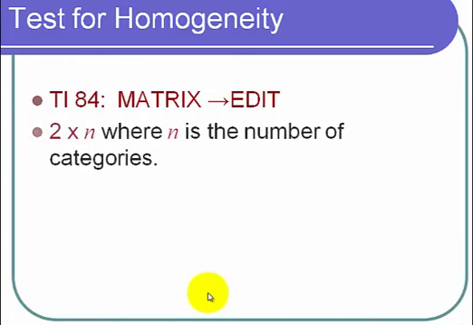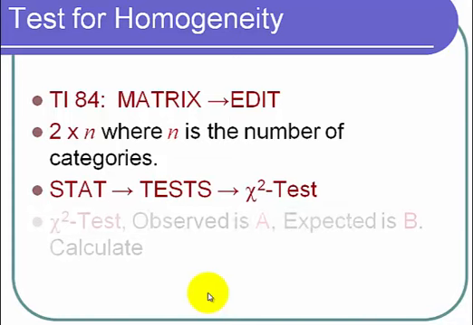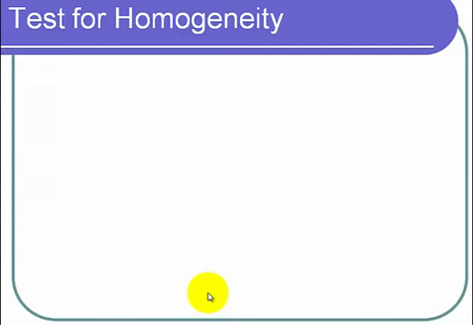So you go to matrix edit. It turns out for homogeneity, you always have two rows. And then n will be the number of categories. I'll show you how that works. So that's your number of columns. Then we put in our data. Then we go to stat, test, chi-squared test. And it's just the same as we've done before. The observed is A, the expected is B. We hit calculate, and we're golden.